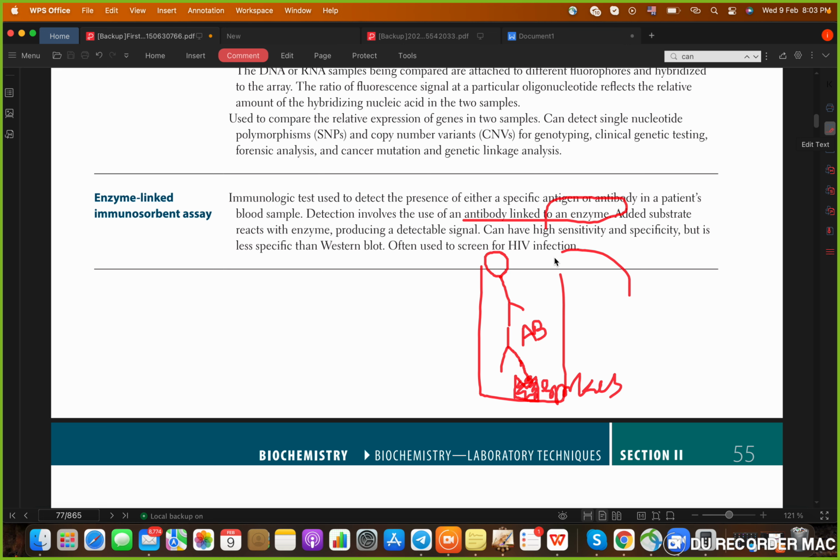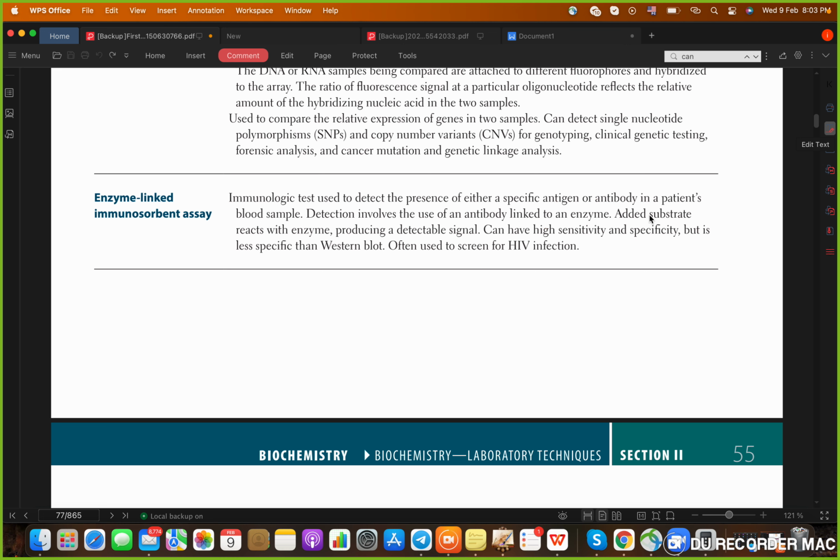Now the doctor is going to add a substrate. This substrate is going to be converted by the enzyme from no color to, for example, yellow color. This is a positive test. I will show you exactly how this happens. So the added substrate reacts with the enzyme, producing a detectable sign.